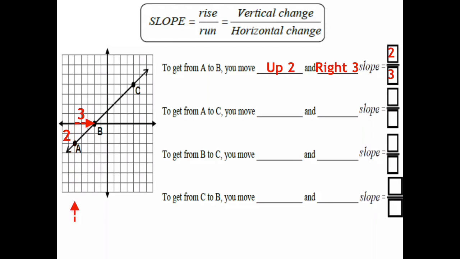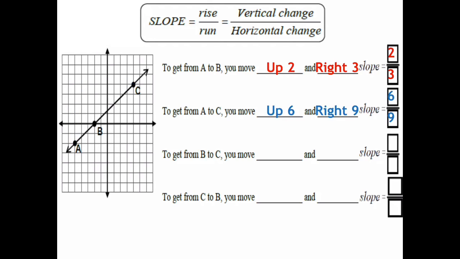Alright, let me get rid of all this stuff right here. Now we're going to do A to C. Now to get from A to C, what you need to do is rise a total of 6 units. And then you're going to go over to the right a total of 9 units. So this is telling you to go up 6, to the right 9. Therefore, the slope would be 6 over 9.